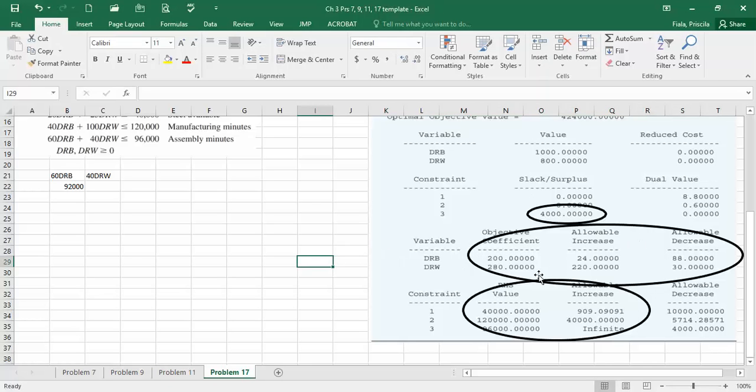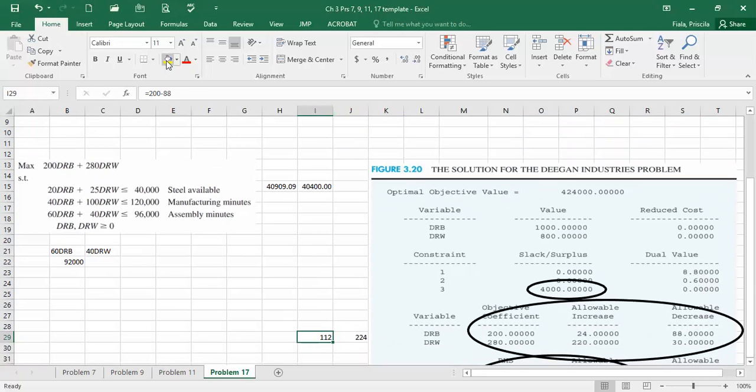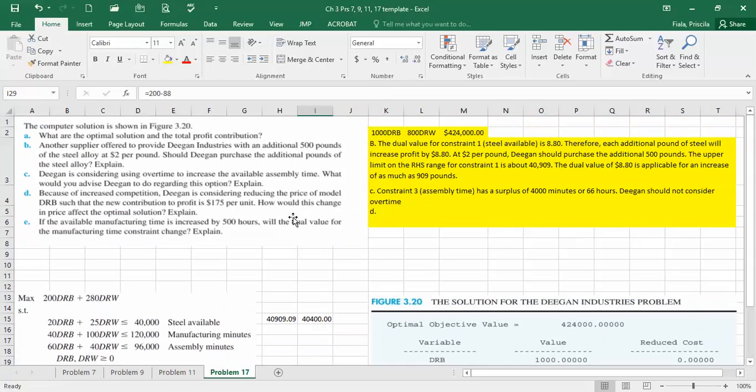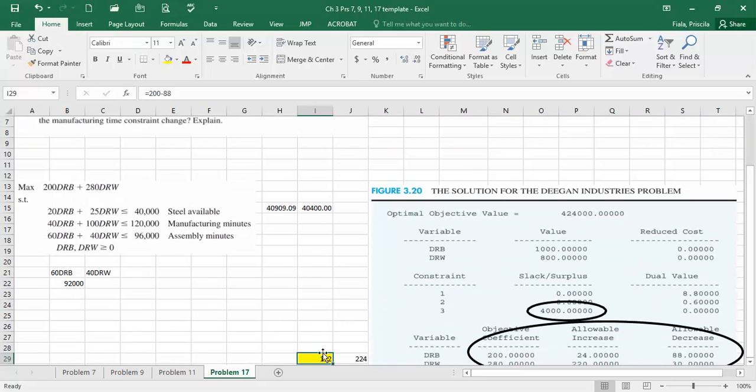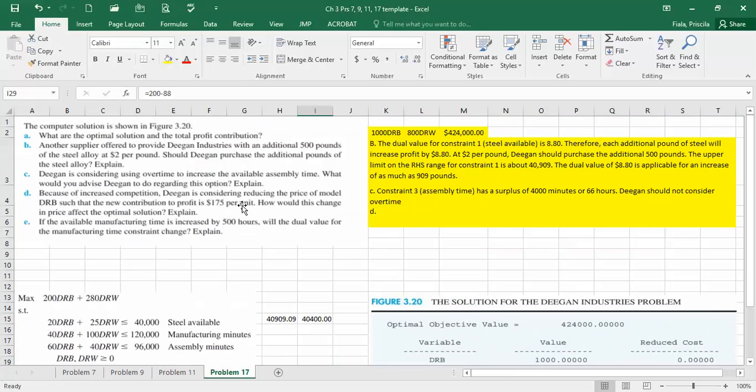So let's calculate the range. I can decrease by 88 and I can increase by 24. So it's 200 minus 88, 112, and then 200 plus 24. So your range of optimality is between 112 and 224. If you can go down to 112, and they're considering reducing to 175, well, you are within the range, right? Because 112 is quite lower than 175.